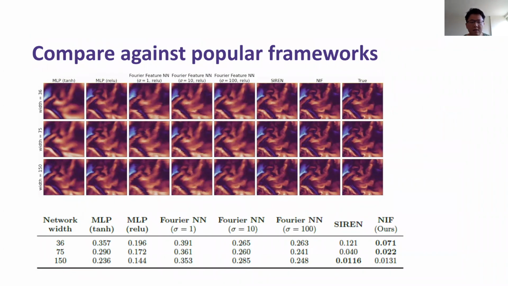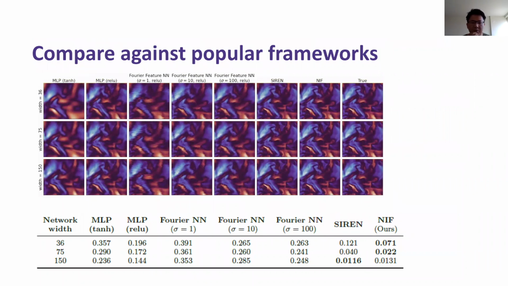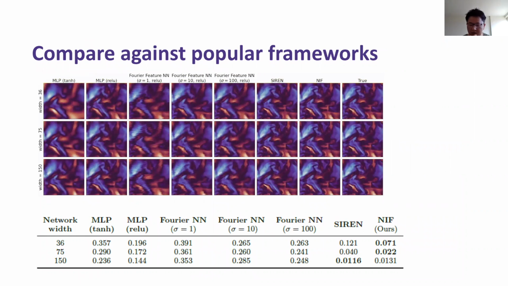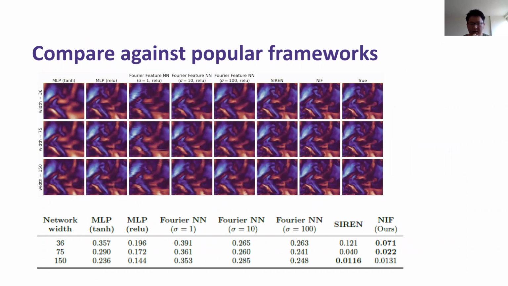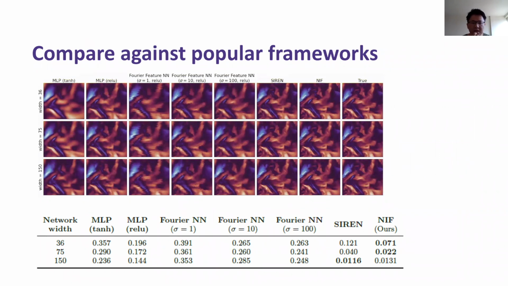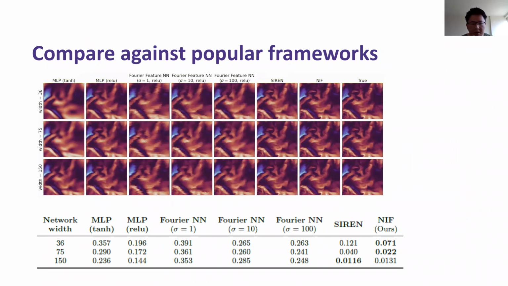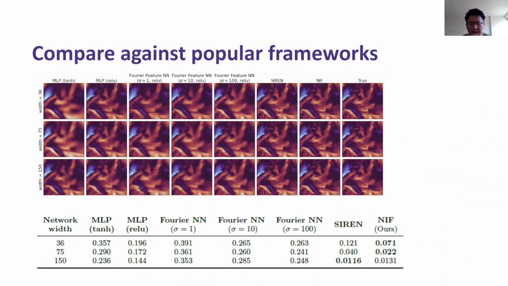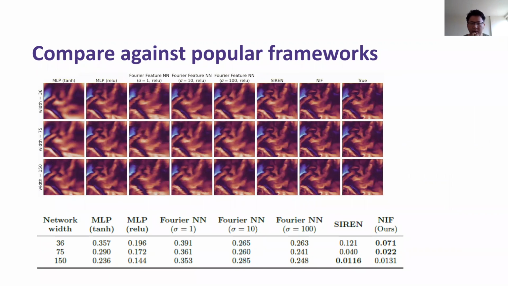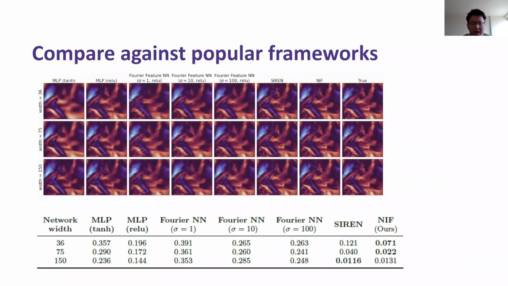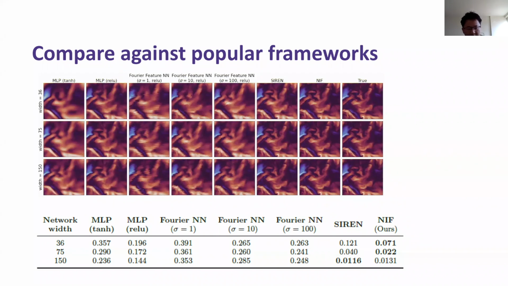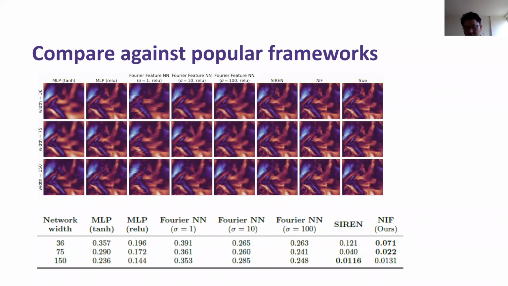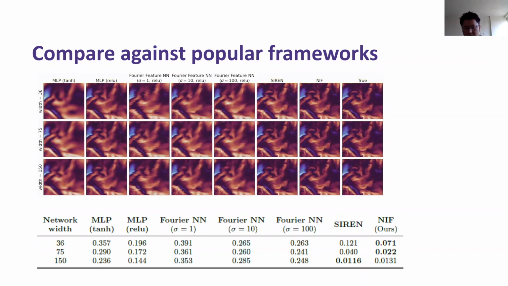Okay, so here is basically a comparison against popular frameworks. So we test on a slice of a 3D, so basically it's a 2D turbulence data set, and we compared it against other popular frameworks like simple MLPs, Fourier neural networks with different sigmas over there. You tune this a little bit. We also compare with SIRENs, and we fix the network widths to be the same. So when you evaluate this spatial field, it will have the same computational complexity. So I think it's a fair comparison over there.